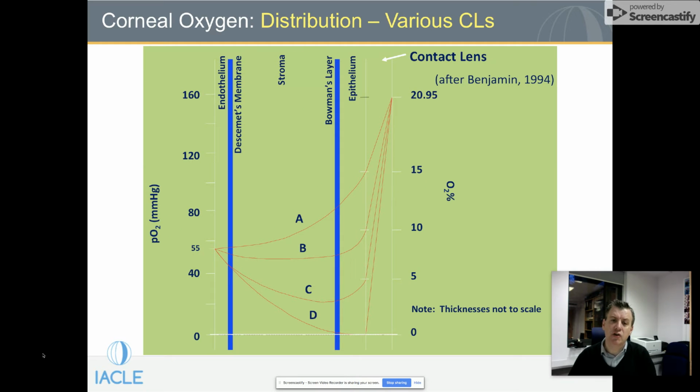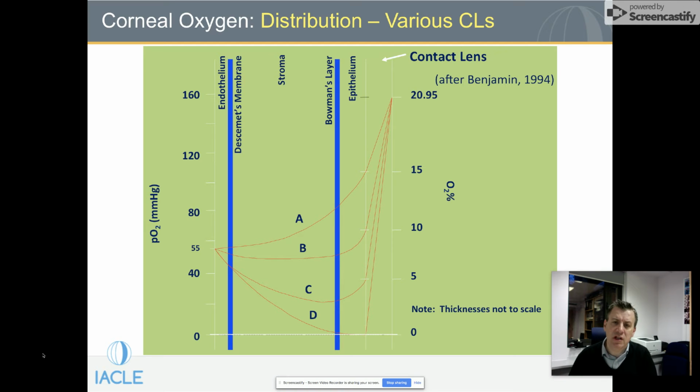This slide shows the situation when various contact lens types are worn. So lenses A, B, C, and D, as shown here, are having various impacts on corneal oxygenation. For physiology, really, what we need is just some oxygen present. It doesn't really matter the precise partial pressure of oxygen. Normal physiology is maintained almost normally as long as there's some oxygen available.